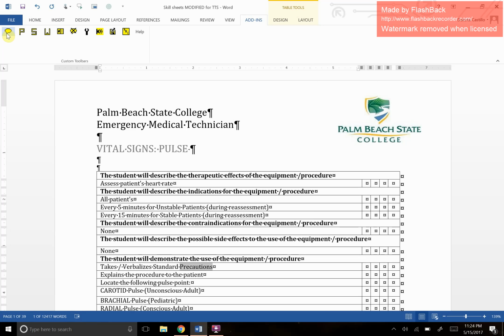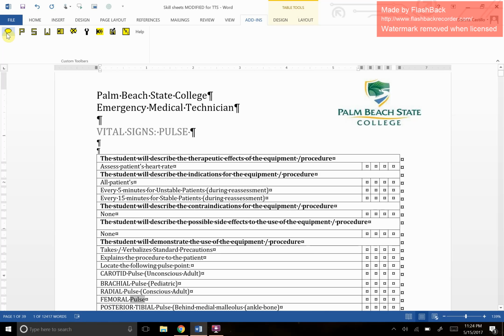Takes/verbalizes standard precautions. Explains the procedure to the patient. Locate the following pulse points. Carotid pulse, unconscious adult. Brachial pulse, pediatric. Radial pulse, conscious adult. Femoral pulse.